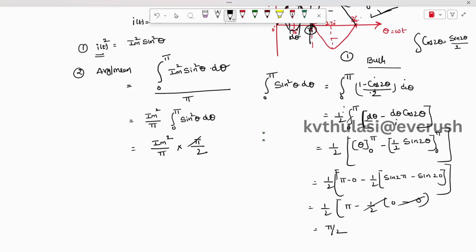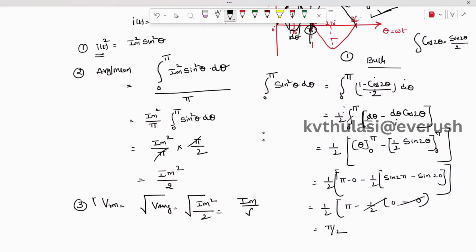Here pi will get cancelled. Then we are going to have I m square by 2. But the value we require is the root of the value. So the RMS value is equal to the root of V average, that is equal to the root of I m square by 2, which is nothing but I m by root 2. I m by root 2 is 0.707 I m, which is nothing but about 70% of the waveform.